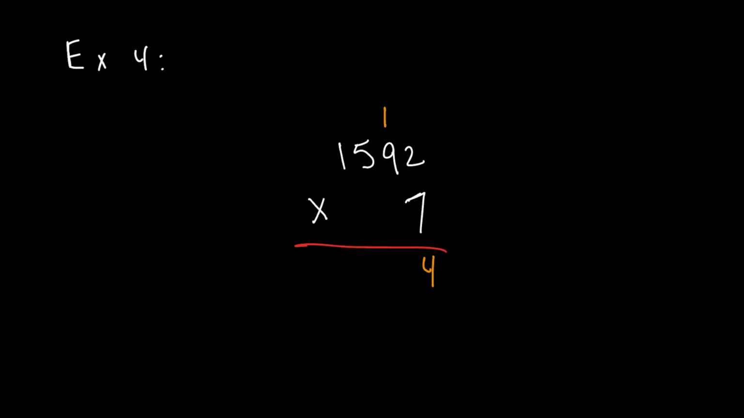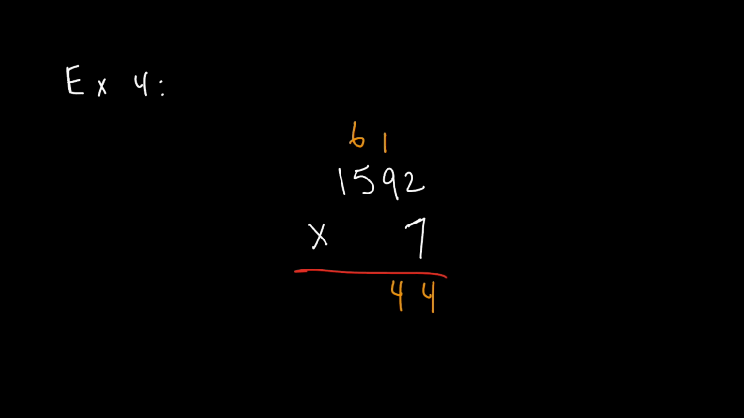And next, we will multiply 9 times 7 and then add 1. 9 times 7 will give you 63, and then since there is a 1 on the top of the 9, we will add 1 to 63 and get a value of 64. We will carry the 6 and put the 4 here. Next, we will do 5 times 7. This result will give us 35, and since there is a 6 at the top of the 5, we will add 35 to 6 and get a value of 41.